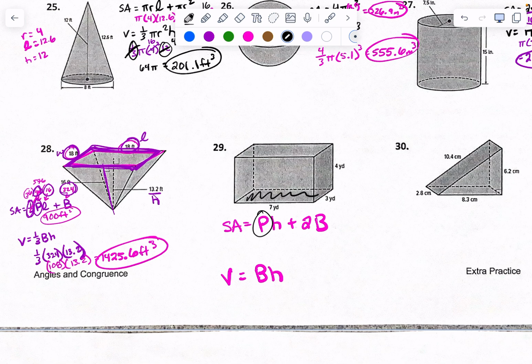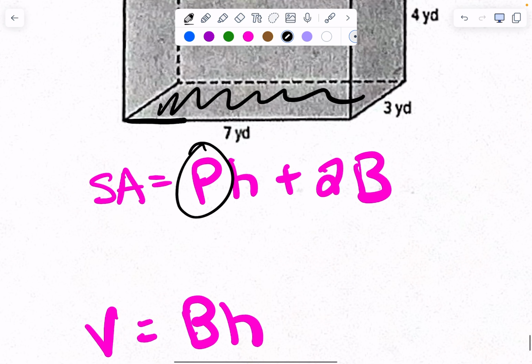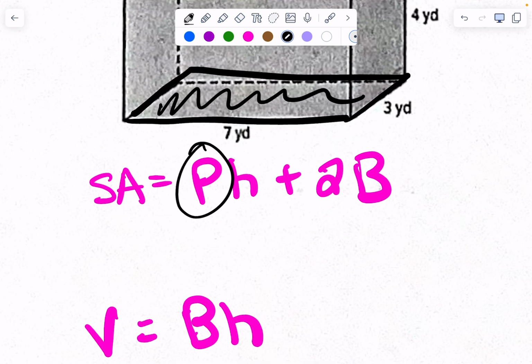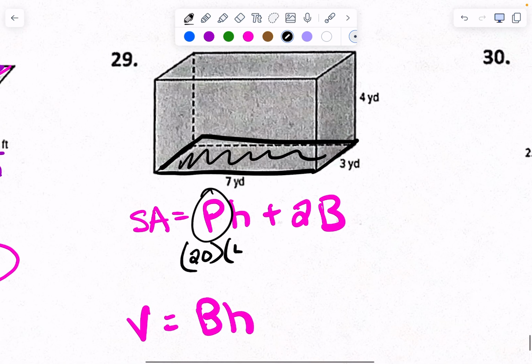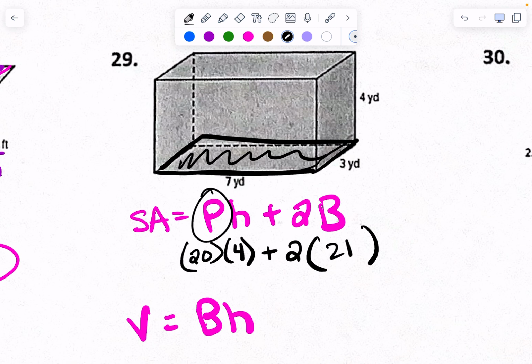Okay, if P is the perimeter of the base, we've got 7 by 3 by 7 by 3, which is 20. So capital P is 20. What's H? 4. Plus 2 times capital B, the area of the base, which is 21. You can do this in your head. What's 20 times 4? 80. What's 2 times 21? 42. What's 80 plus 42?